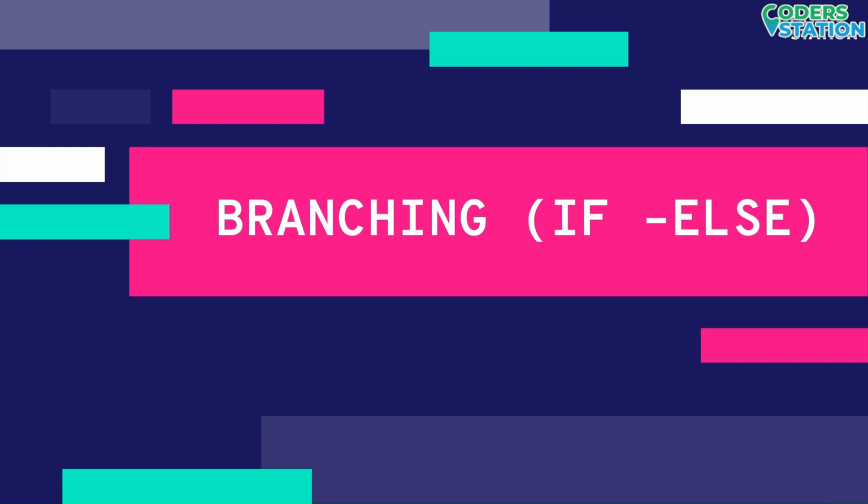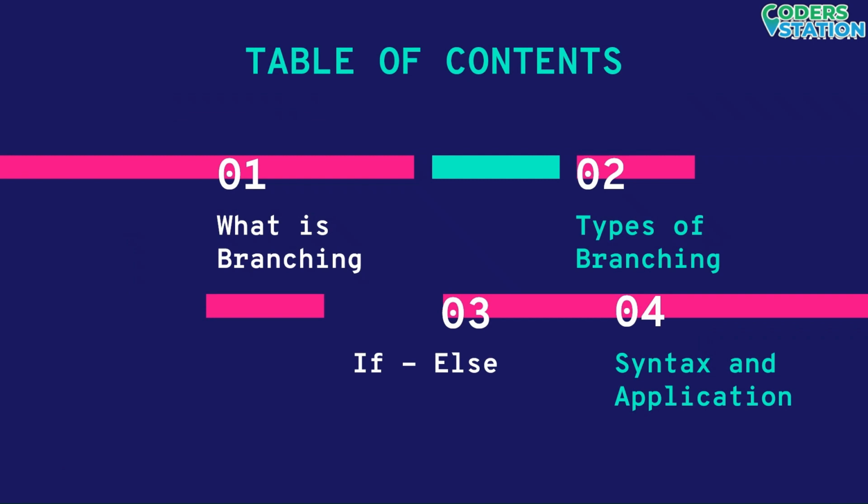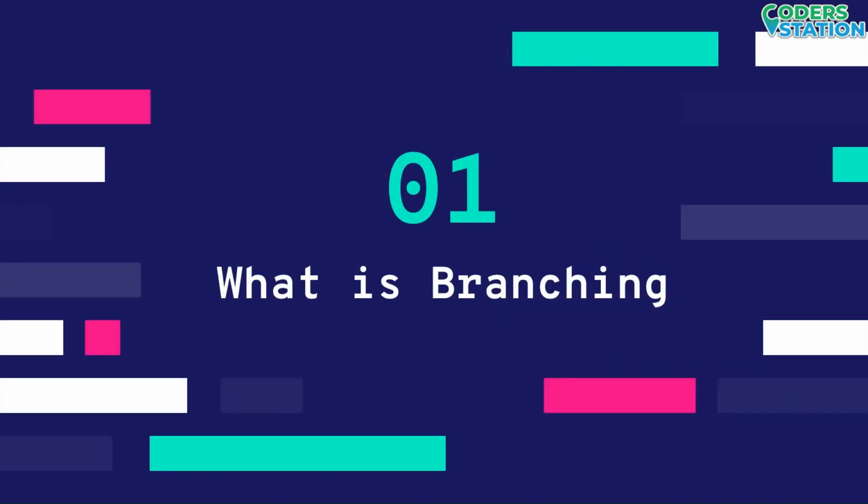Today in this video, we are going to see about branching in C. So, in today's video, we are going to see what is branching. Second, the types of branching. Third, the if-else part of branching. And the fourth, syntax and applications upon it. So, let's start with what is branching.